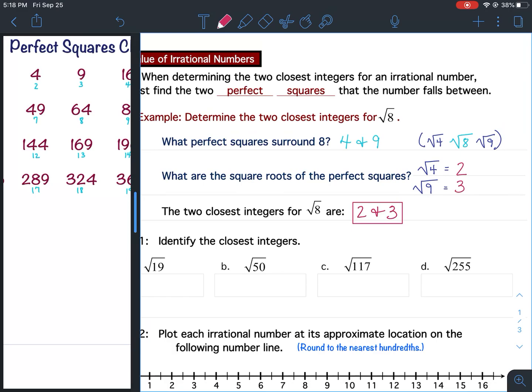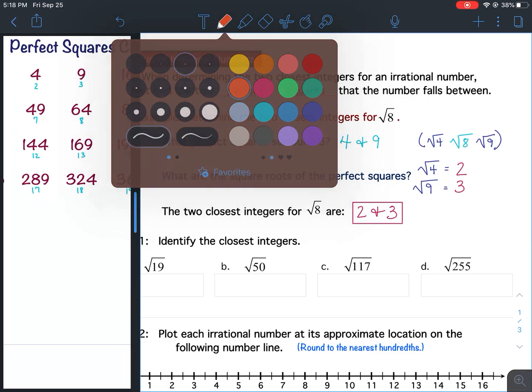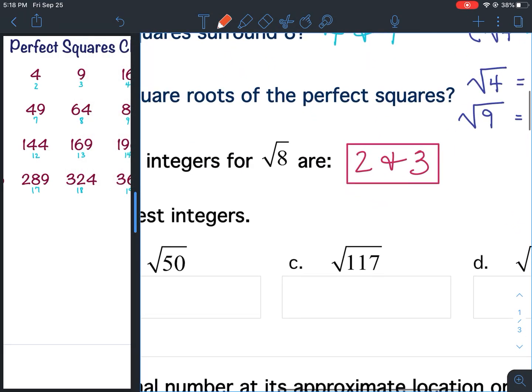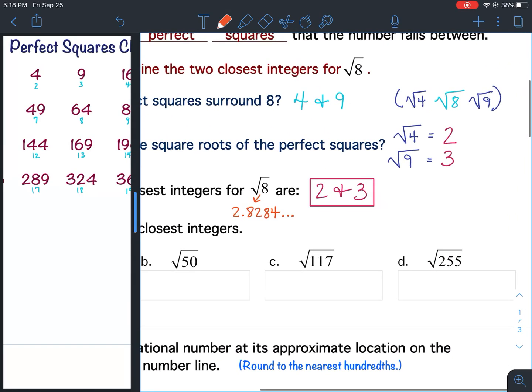If you wanted to check me, you could check our answer. You could put it in your calculator to see what you get. If you do put this number in your calculator, you would get 2.8284, and then it keeps going. Does 2.8 fall between 2 and 3? Yes, it does.